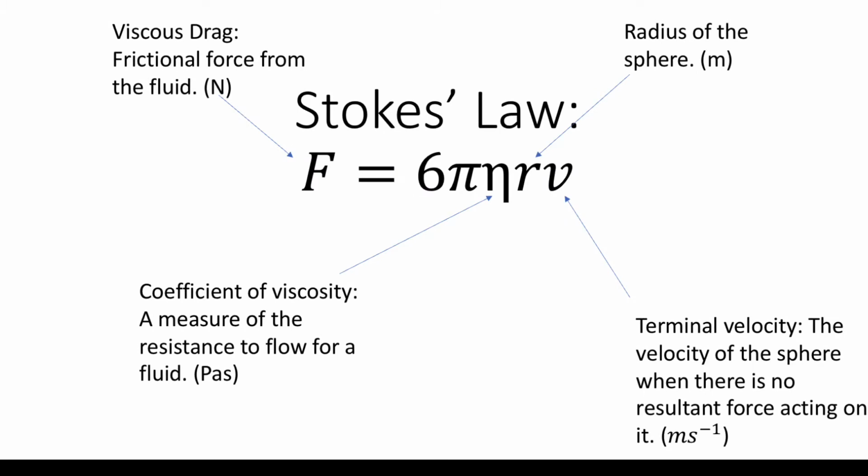The Stokes' law equation states that the viscous drag, which is the frictional force from the fluid measured in newtons, is equal to 6 pi times the coefficient of viscosity, which is a measure of the resistance to flow for a fluid in Pascal seconds, times the radius of the sphere in meters, times the terminal velocity, which is the velocity of the sphere when there is no resultant force acting on it and is measured in meters per second.